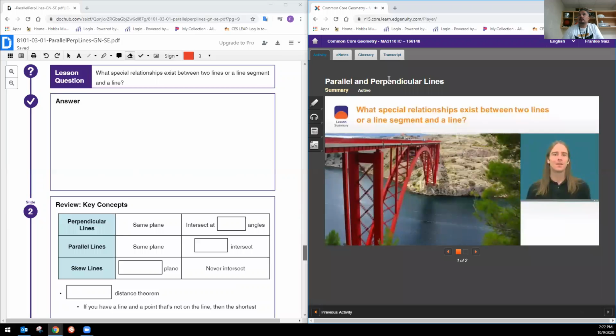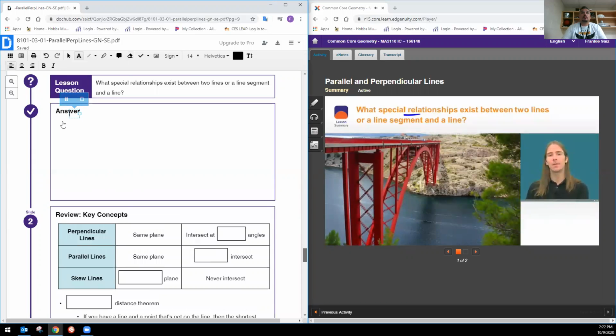You've done an excellent job answering our question about what special relationships exist between two lines or a line segment and a line. And along the way, we learned about some special properties between parallel lines and even between perpendicular lines. Let's go ahead and review these properties.